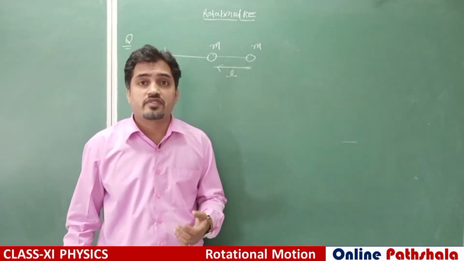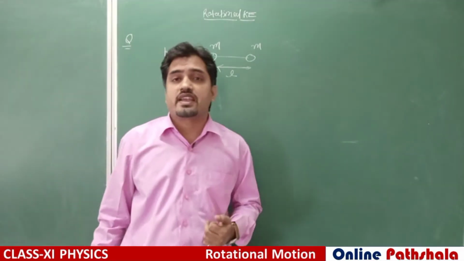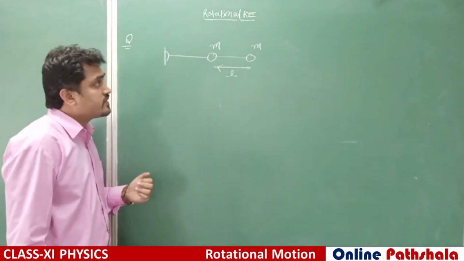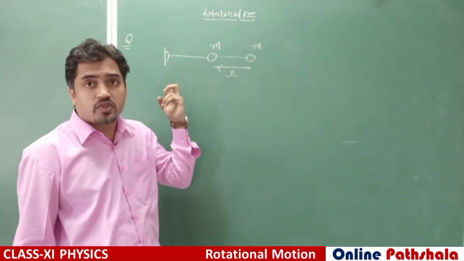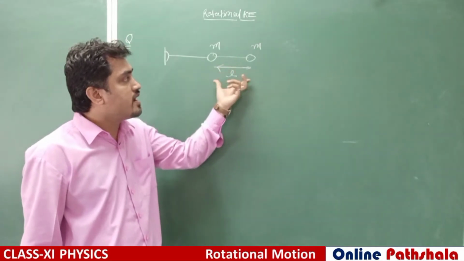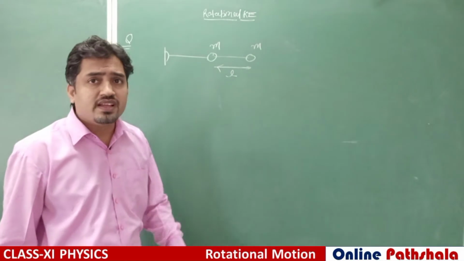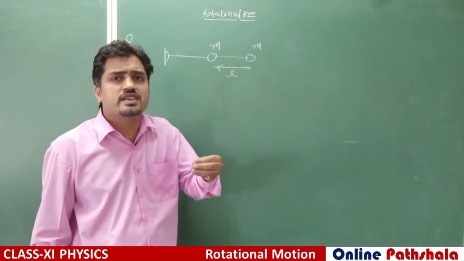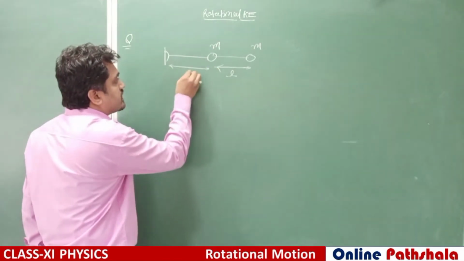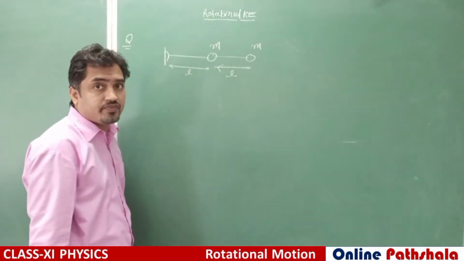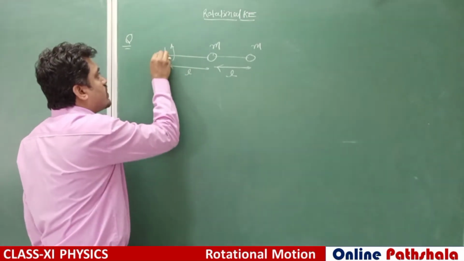In this lecture, we are talking about rotational kinetic energy. We are taking some examples of rotational kinetic energy. In the first question, we have two balls, M and M, having equal mass M, separated at a distance L by a light rod. The mass of the rod is negligible. This distance is also L, and the whole system can rotate about this point O.